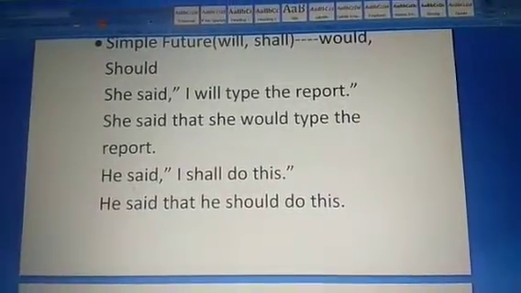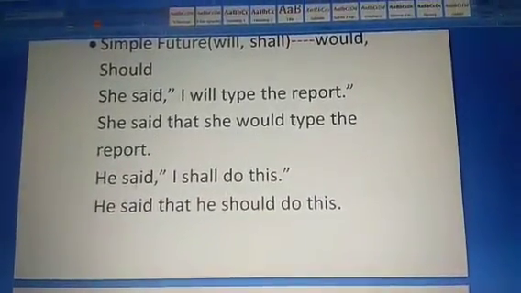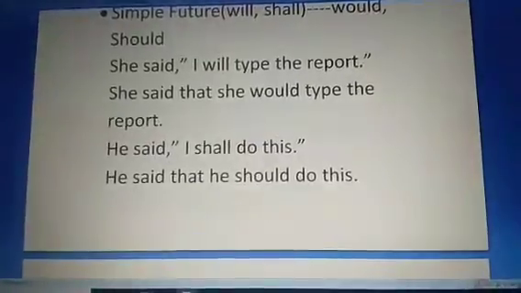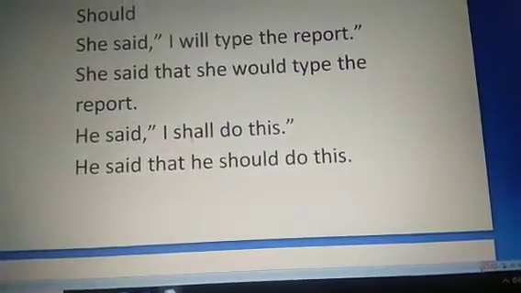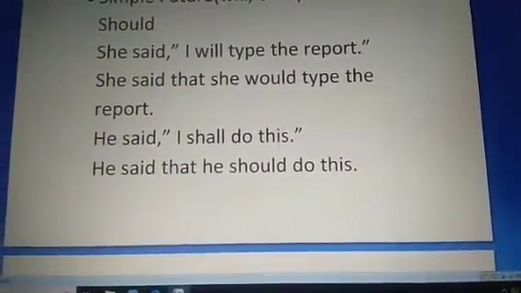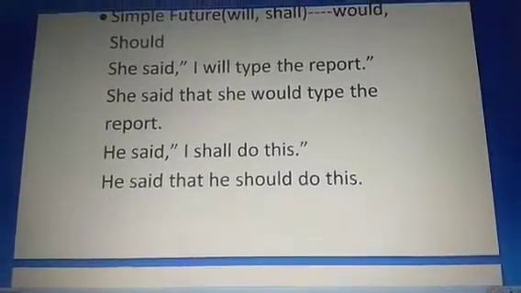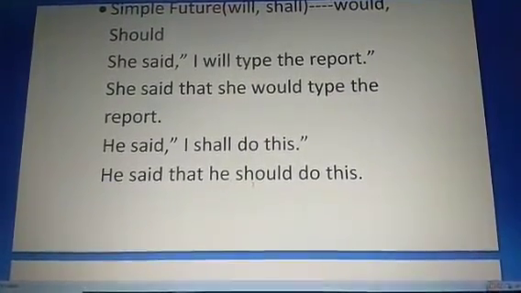And the next example is, he said, I shall do this. Now, said is the reporting verb. So, as per rule, shall will be changed into should. And when this direct speech is converted into indirect speech, it goes like, he said that he should do this.